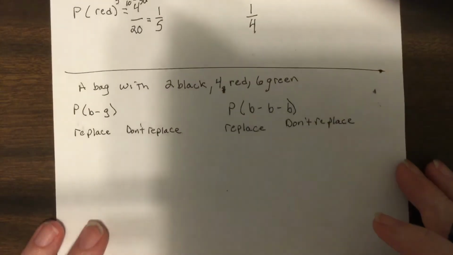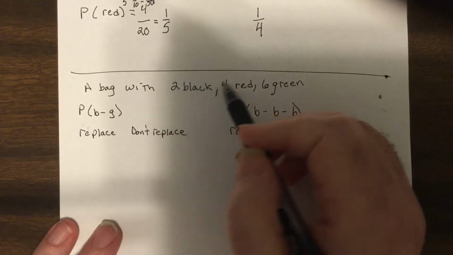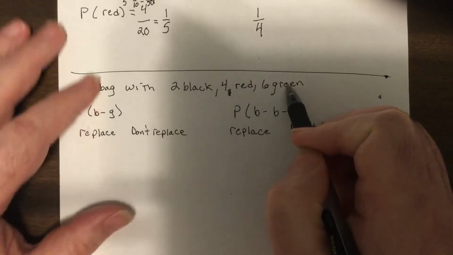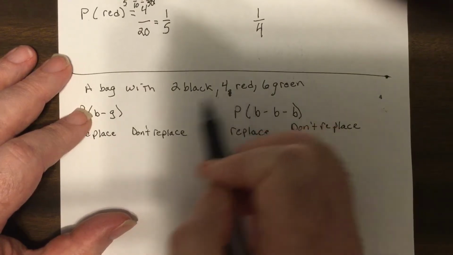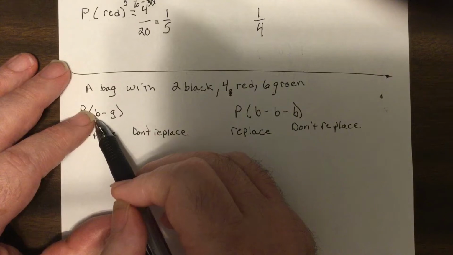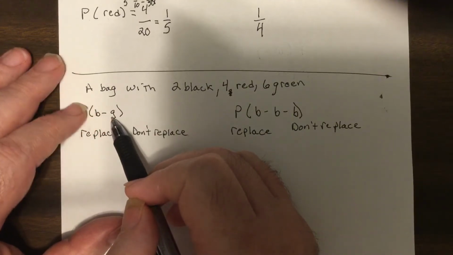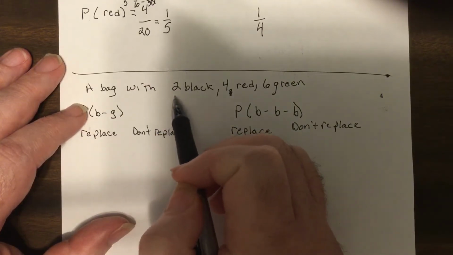So let's look at another problem. So let's say I have a bag of marbles. 2 are black, 4 red, 6 are green. Now I just used the first letter just to save a little space in writing. So what's the probability I pull a blue one, then I pull a green one? Oh, I'm sorry, black. I said blue, it's black. I know, I messed up.